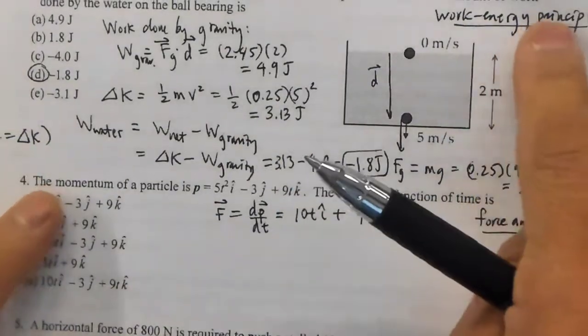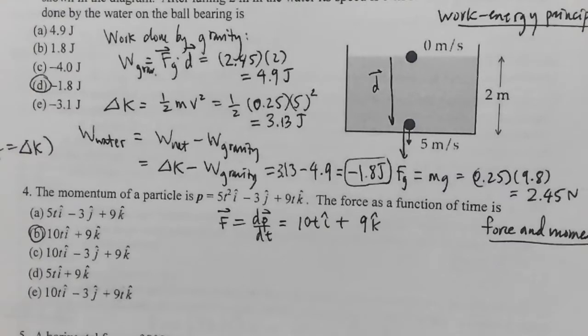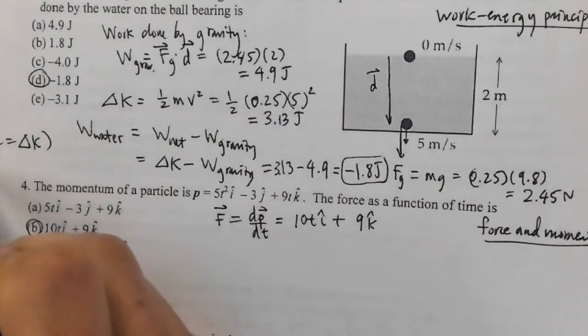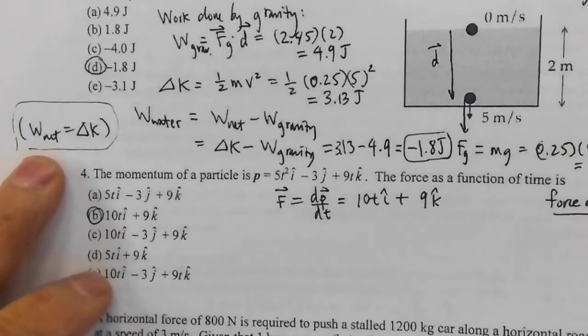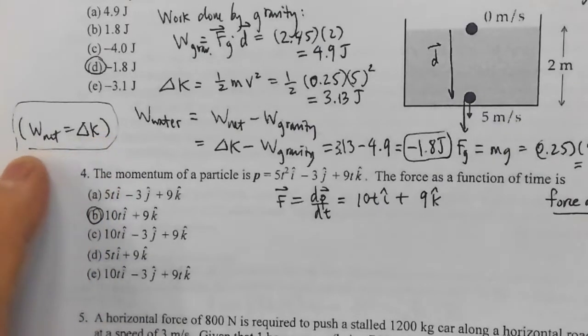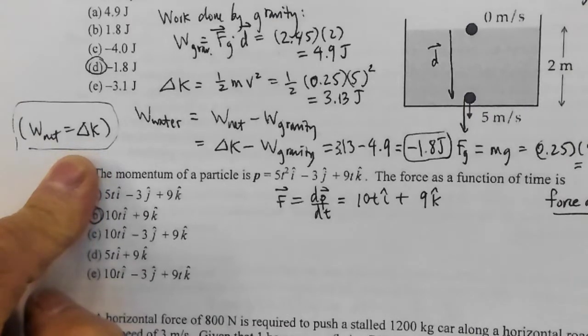Okay, so here we go. Work energy principle. The work done by all the forces, or the work done by the net force, in other words, just the work of everybody put together, is equal to the change in the kinetic energy. First of all, we'll figure out delta K, and then we'll figure out how much work gravity does. If I know how much work gravity does, the rest will be the work done by the water. Does that make sense to everybody?